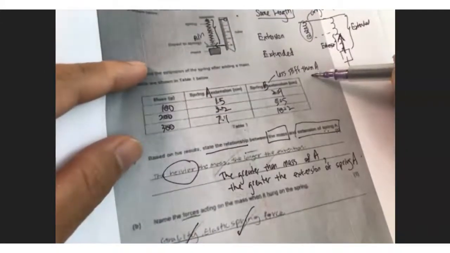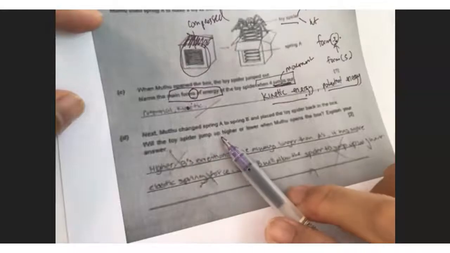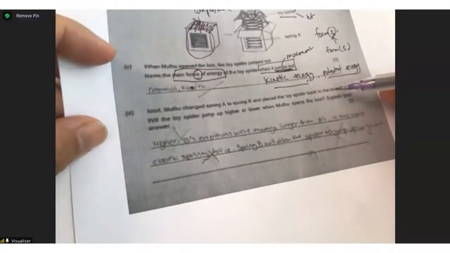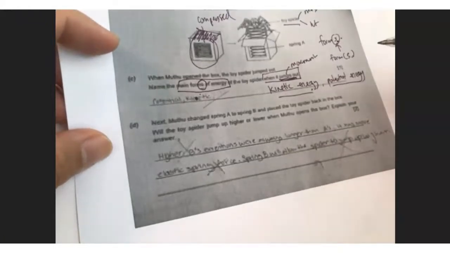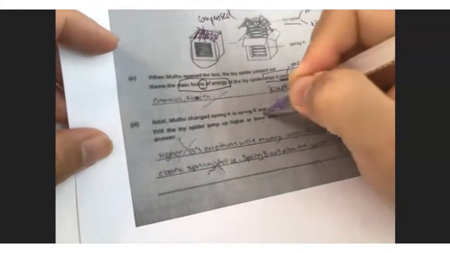Next, Mutu wants to change spring A to spring B. Remember, spring B is less stiff. If it's less stiff, it will have less elastic spring force when it is compressed. A less stiff spring has less elastic spring force when it is being compressed. So Mutu changes spring A to spring B and places the toy spider back into the box. So it will definitely, if the spring is less stiff and has less elastic spring force, then the spider will spring up to a lower height.